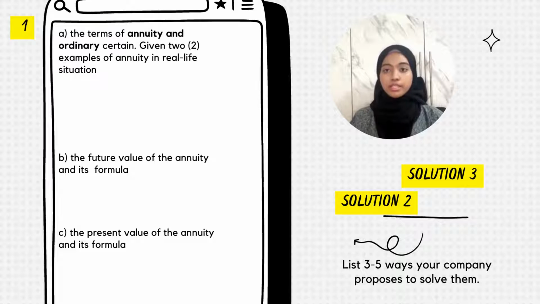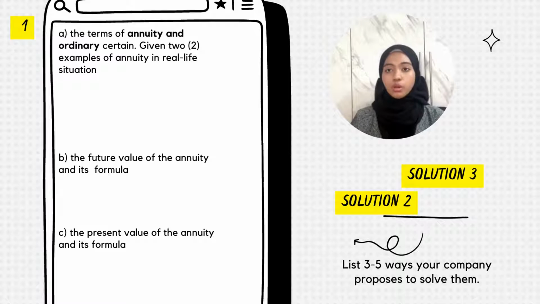Next, 1B: the future value of an annuity is the value of a group of recurring payments at a certain date in the future, assuming a particular rate of return or discount rate. The higher the discount rate, the greater the annuity's future value. The formula for the future value of an ordinary annuity is S = R [((1 + i)^n - 1) / i].